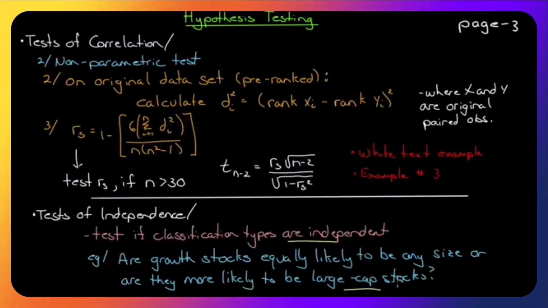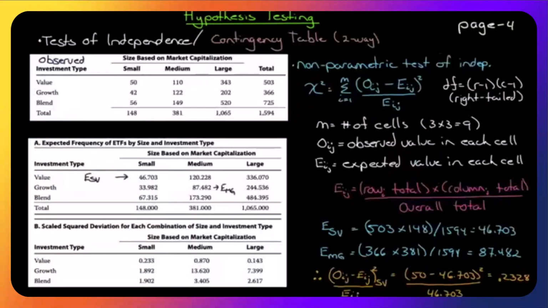So how do we test, after we have this classification and a contingency table with all these entries, whether or not they are independent? There are a number of steps involved. We start with a contingency table. Here we have value, growth, and blend crossed with small, medium, and large size firms. Our null hypothesis is that these classifications are independent. And the alternative, if we reject the null, is that they are not independent.